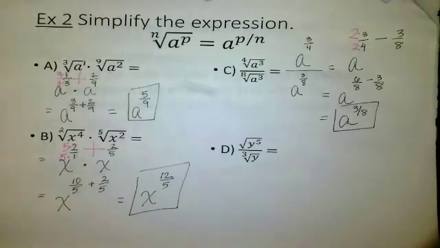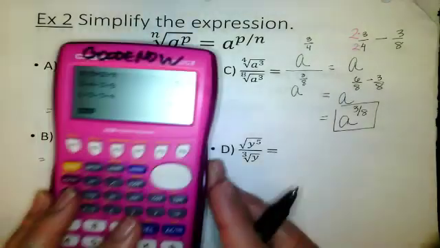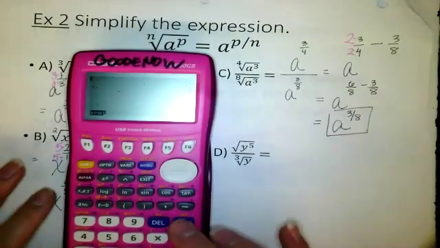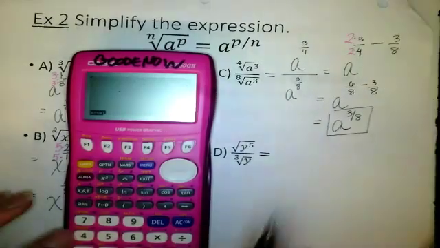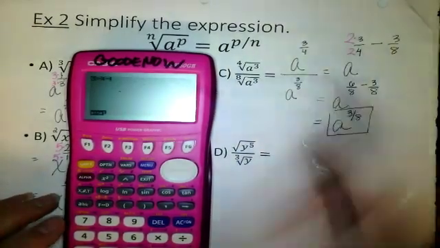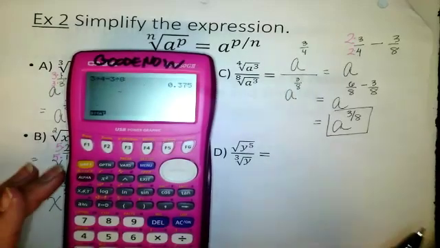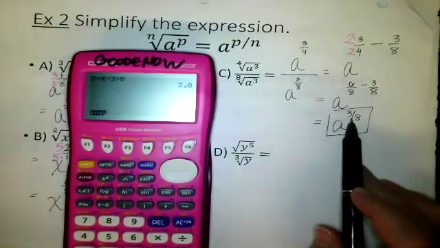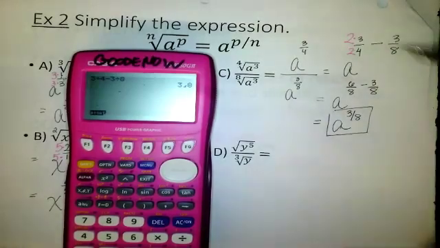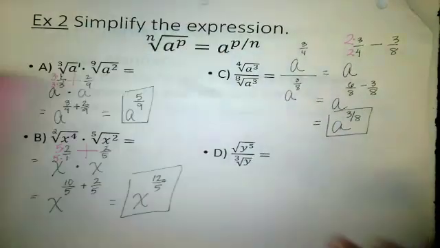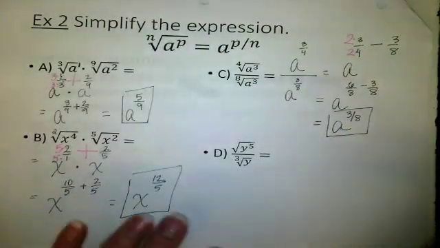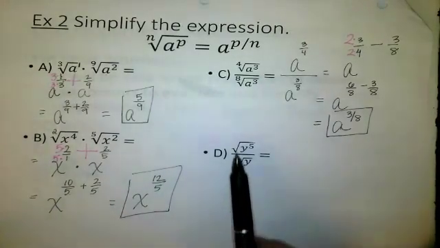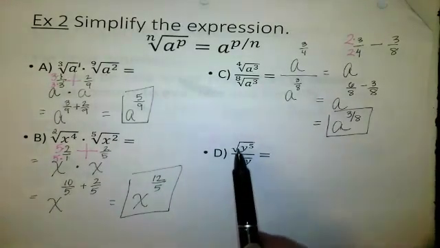And again, this is totally something you can do on your calculator, because I can just do 3/4 minus 3/8. Fraction, convert to decimal, and I get 3/8. Okay? So you can do it by hand, or you can use your calculator. I don't care.